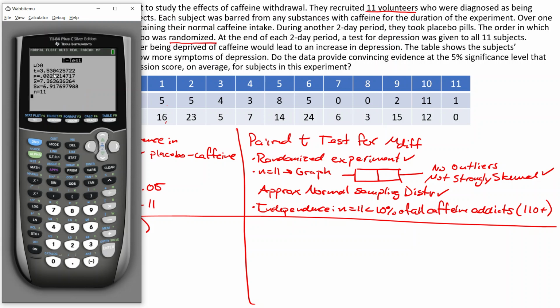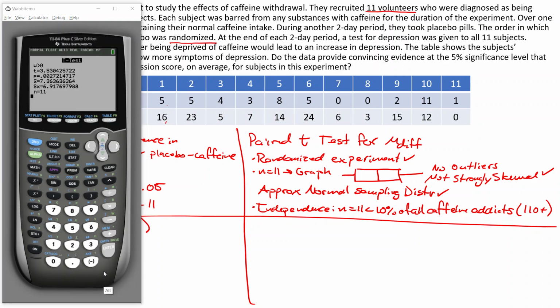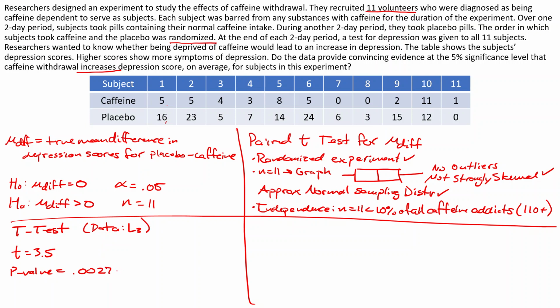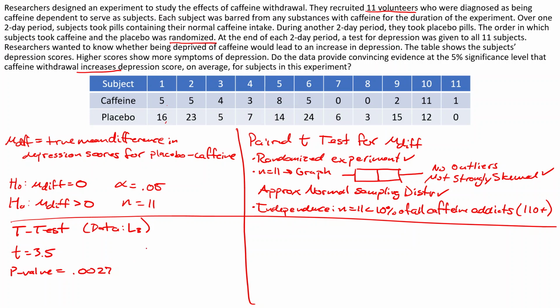So t is 3.53 and p is 0.0027. So the t is 3.5 and the p-value is 0.0027. All right, so that's pretty low. Looks like we're going to end up rejecting. Our x-bar difference is 7.36, and our standard deviation for that difference is 6.9. So we put down all of our important statistics here from the data, and this is what we got out of our test.